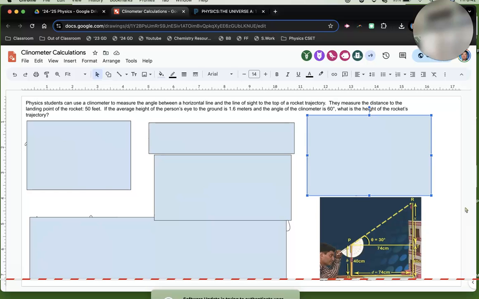So we're just going to do the average height of a person's eye line to the ground, 1.6 meters, for every problem. That way you don't have to get a string and measure how tall you are and then try to remember, did you crouch down or did you stand taller to get the rocket trajectory? 1.6 meters is going to be our distance from the ground and the clinometer. You have to add that to the elevation of the rocket. So let me show you how this is done. Because if you add the height of the clinometer plus the height of the rocket, you'll get the total height of your trajectory.